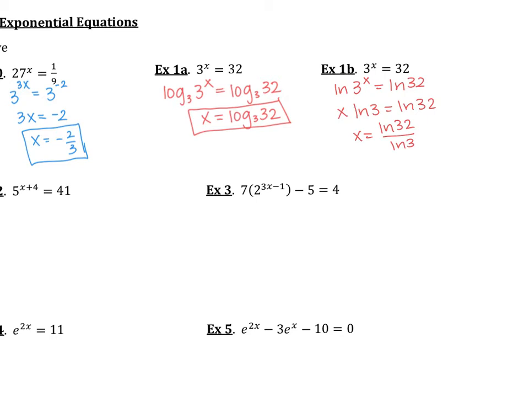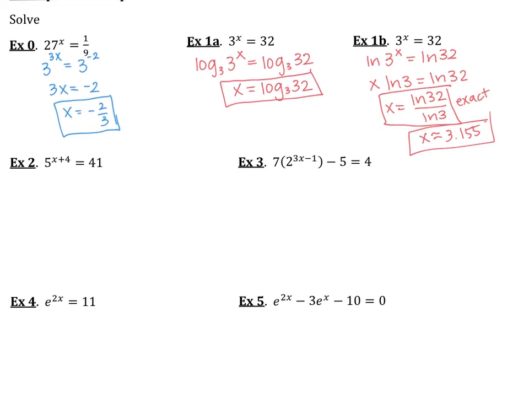Or I could have done the log of 32 over the log of 3. This is an exact answer. WebAssign will take this. I will take this. If it asks you for an approximation, you would put this in your calculator, and you get about 3.155. Okay, so there's more than one way to express these. They are the same. And if you look at this answer here, if I use change of base formula, it turns into this answer. Or I could do log 32 over log 3. All correct, I will take all of them.